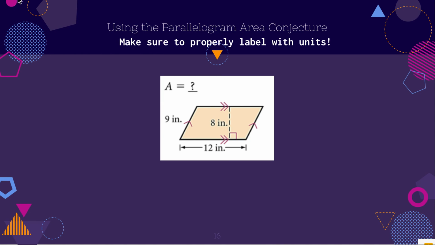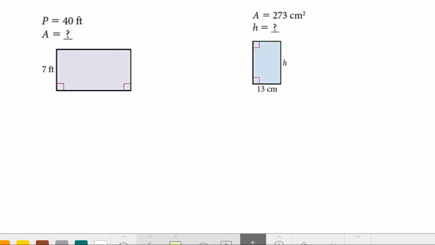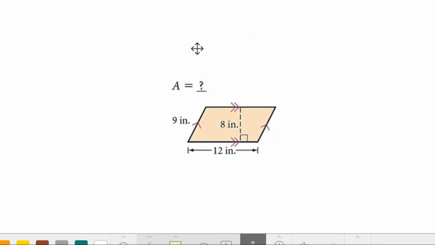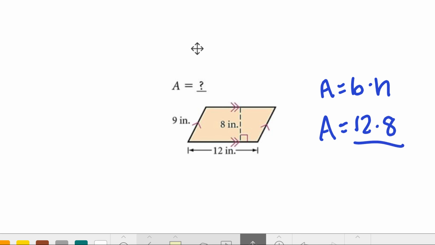All right, so let's go and check and see how we did. So in this situation, our base is 12, our height is 8, that number 9 isn't used at all, so we just have to do area equals base times height, replace base with 12, replace height with 8, and just do 12 times 8, so we get area equals 96, but we can't forget our units. Everything is measured in inches, making this inches squared.